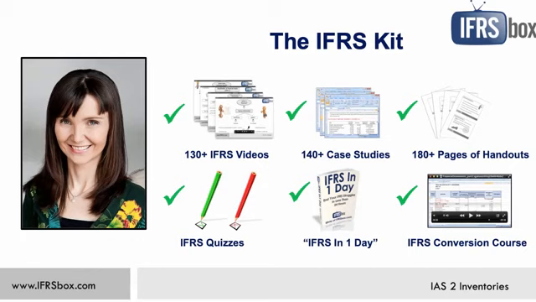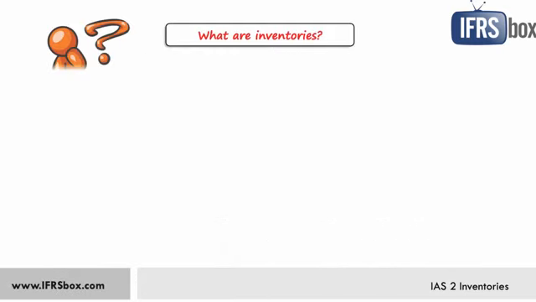Let's focus on IAS 2 now. Accounting for inventories is arranged by the standard IAS 2 Inventories, as we have already said, and that's one of the older standards as it was issued in 2003 in more or less current form.